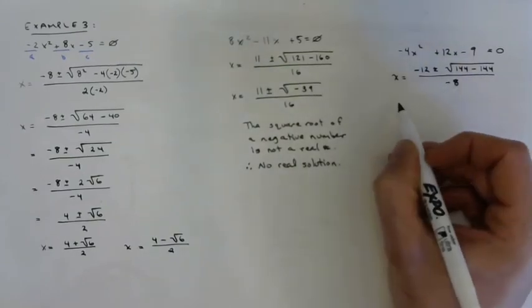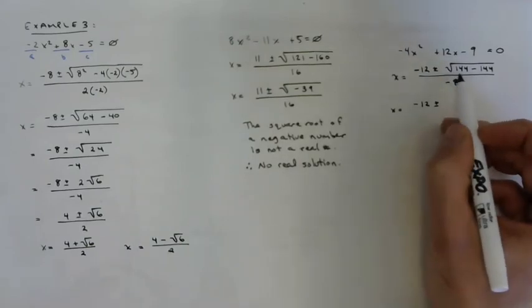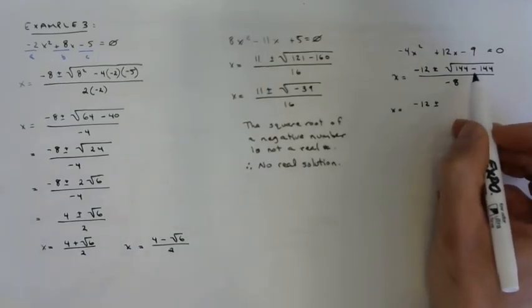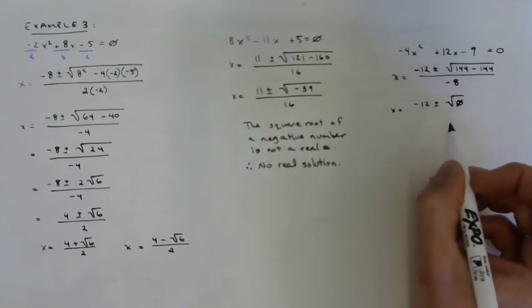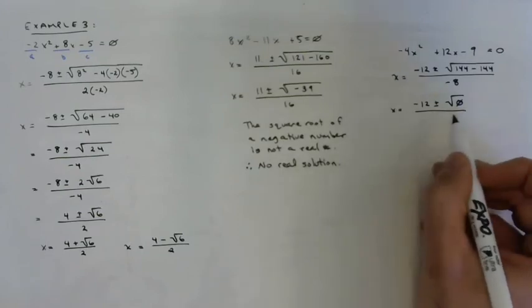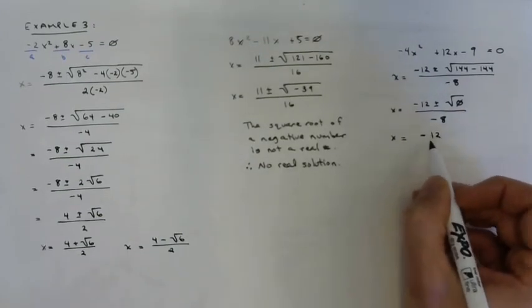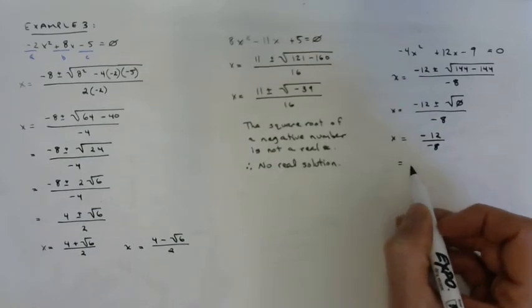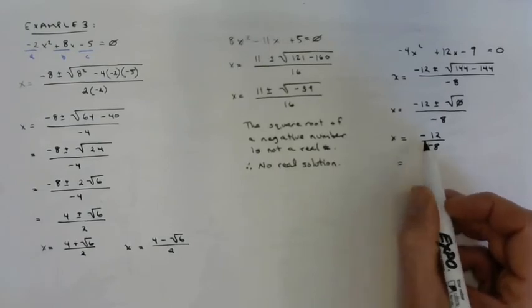Over negative 8. So we've got negative 12 plus or minus what? Square root of 0. I'm going to write that step in so that you can see it. Square root of 0 is what? 0, over negative 8. So we've got x equals negative 12 over negative 8, which is positive 3 over 2, okay?